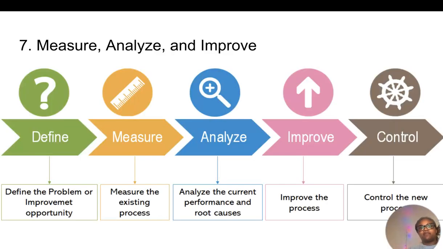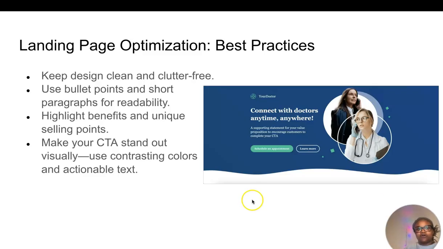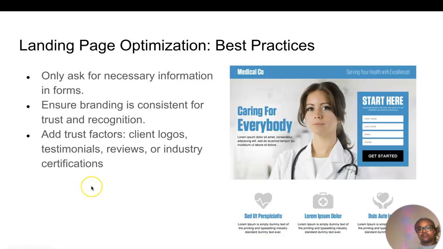Number 7 is you want to measure, analyze, and improve. So you want to track your conversion rate using tools like Google Analytics, Google conversion tracking, and heat maps. So this will analyze what's working and let you continuously refine your ads and pages for better performance. So those are the landing page optimization best practices. Keep it clean, clutter free, use bullets, short paragraphs, readability, highlight benefits and unique selling points, and make sure you have a clear call to action.